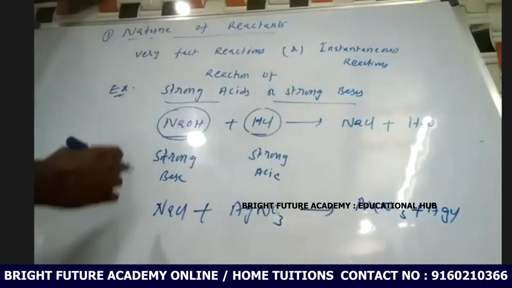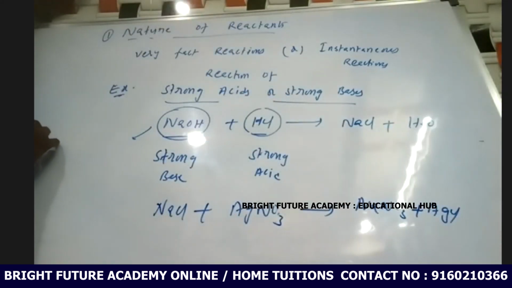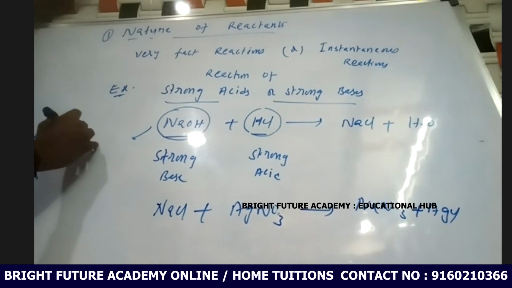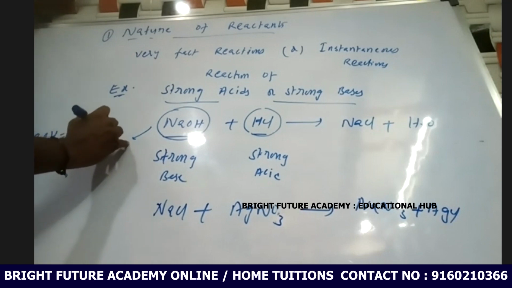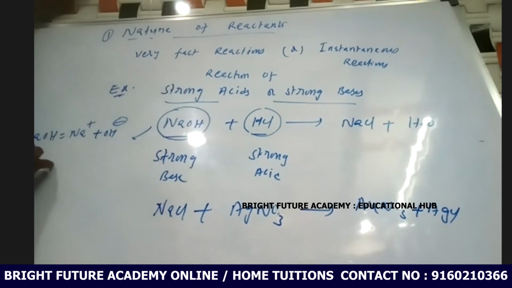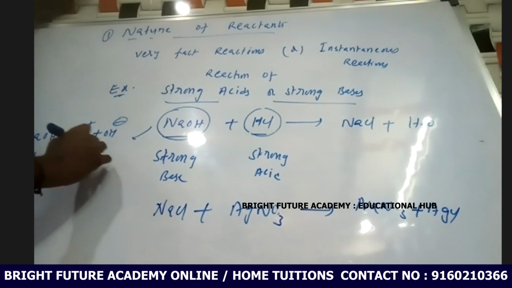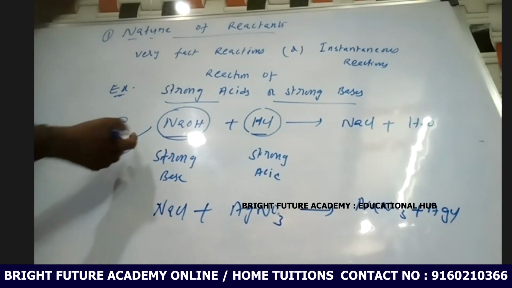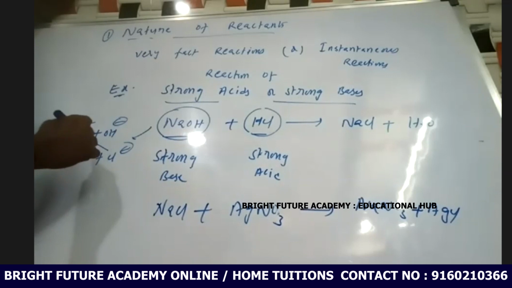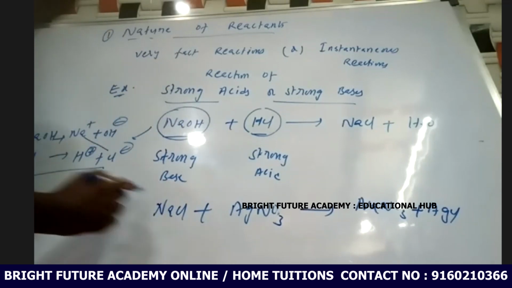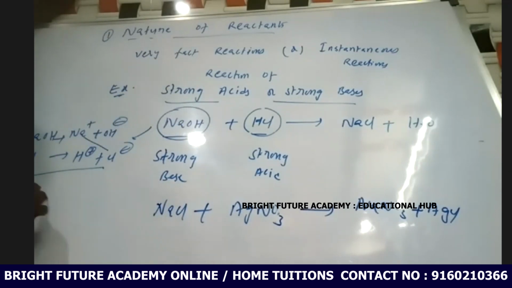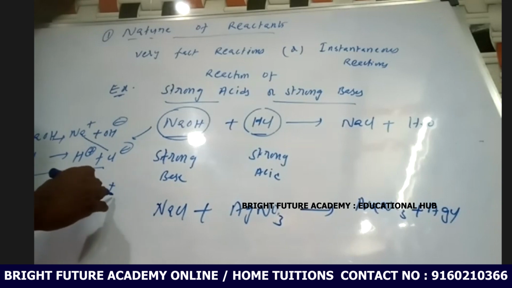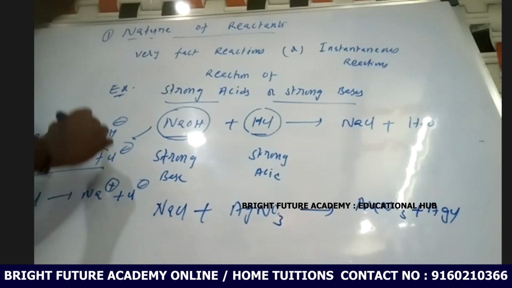Generally NaOH splits into Na plus and OH minus, and HCl into H plus and Cl minus. So these are the general equations. NaCl will form, and water will form. The second one is NaCl, Na plus Cl minus. So these are all ionic reactions.